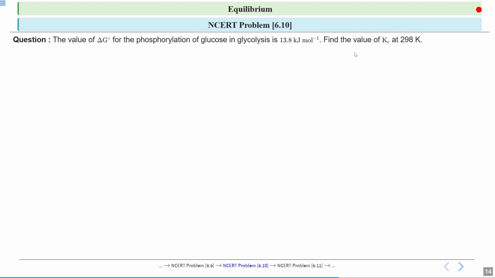Now, in this question, you have to use today's concept of the delta G naught equals minus RT ln K equation. Remember that equation? It's very simple. So I am giving you a hint in this way. Your time starts now. It's very simple. Just put the values and you will get your answer.